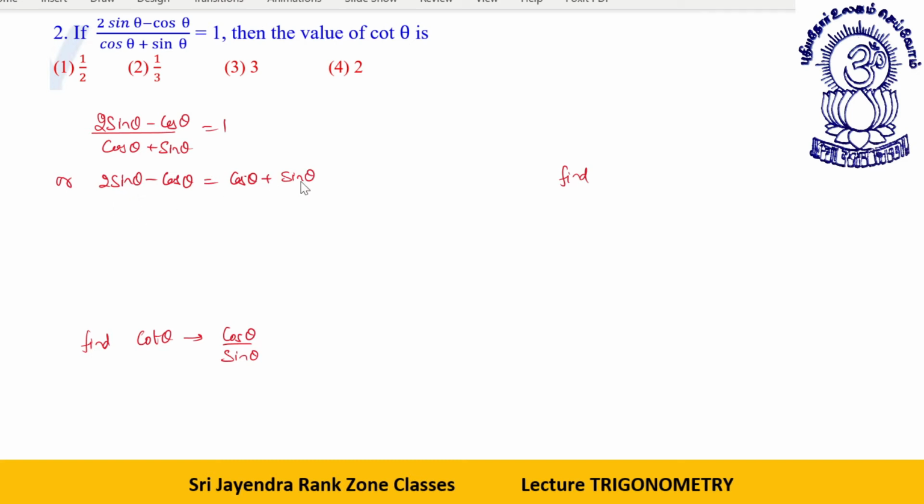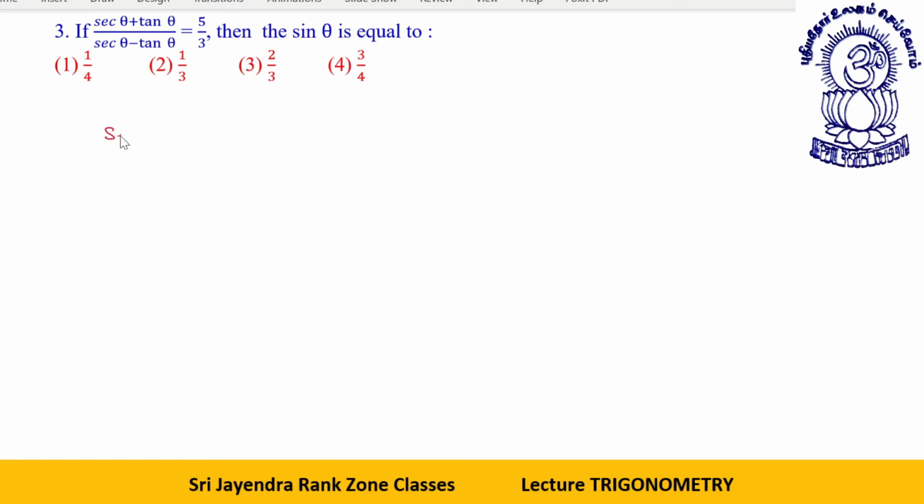So what does it become? 2 sine theta and 1 sine theta comes over here. This is 2 sine theta minus sine theta is equal to cos theta plus cos theta, that is sine theta is equal to 2 cos theta, or 1 by 2 is equal to cos theta by sine theta. Cot theta is half, and that is option number 1. Okay, dear students, should I proceed ahead?